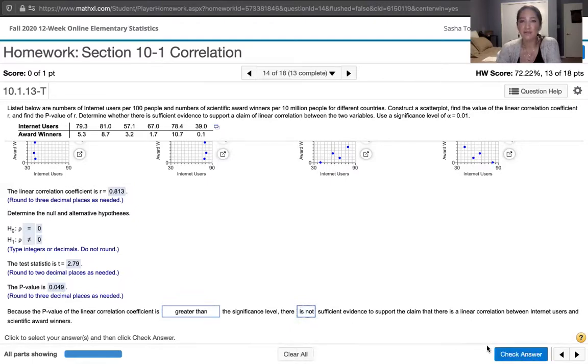Now notice that if our alpha had been 0.05, there would have been sufficient evidence to support the claim of a linear correlation. That was our choice. We chose alpha equals 0.01, or someone chose alpha equals 0.01. And given that choice, we do not have sufficient evidence to support the claim of a linear correlation.